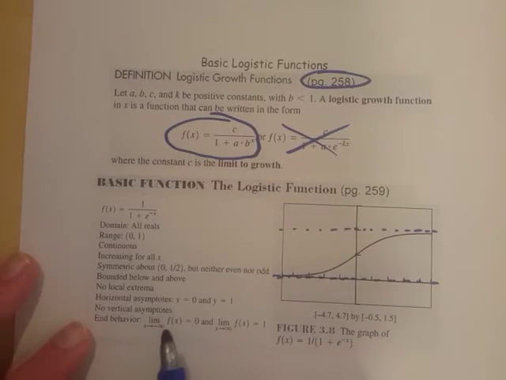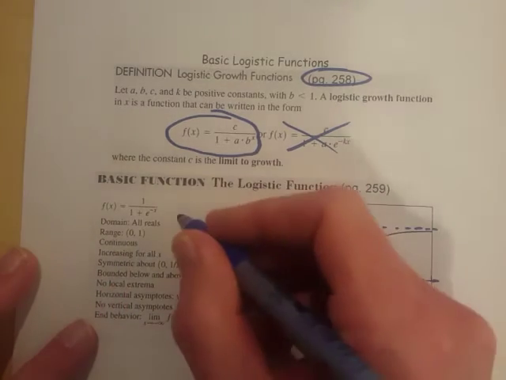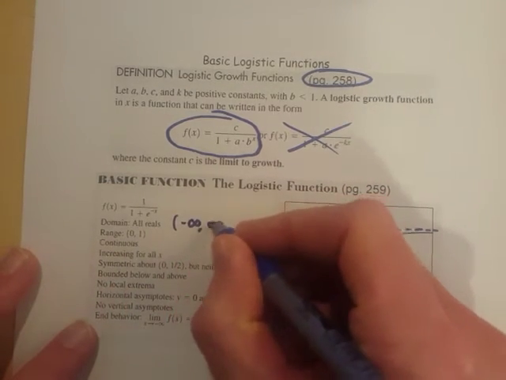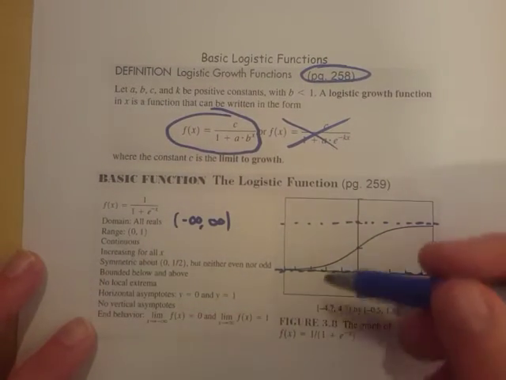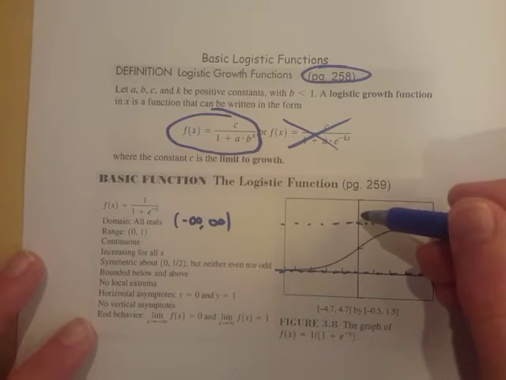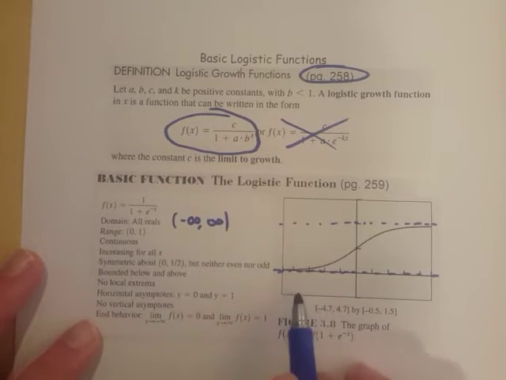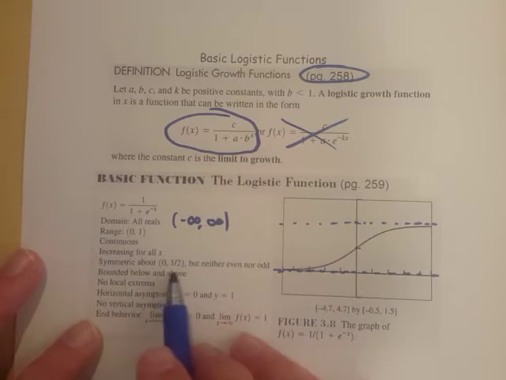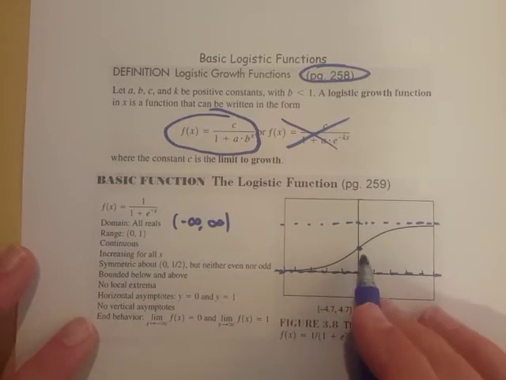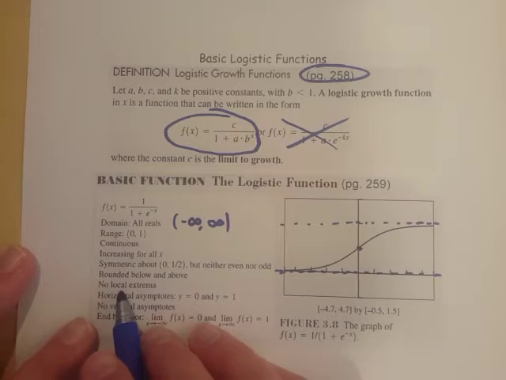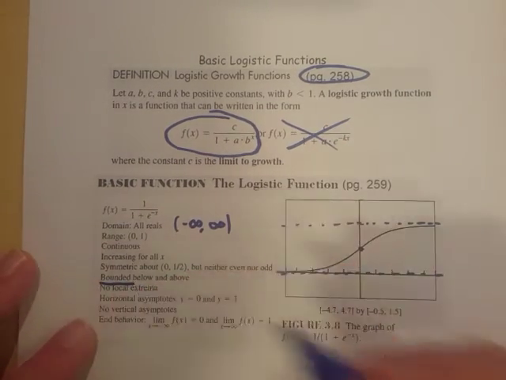Some other things that you should know about logistic functions is that their domain is all real numbers, so negative infinity to infinity. There aren't any breaks or gaps. Their range, it's not always 0 to 1, but it's 0 to whatever that top horizontal asymptote is going to be. They're continuous, they're increasing. The symmetry is something we'll talk about a little bit later, but there's usually a midpoint for symmetry. In this case, it was 0, 1/2. They are bounded below and above, so sometimes we just call that bounded.